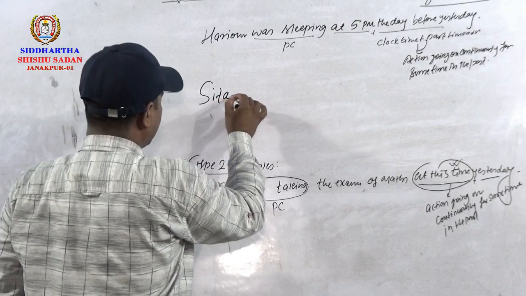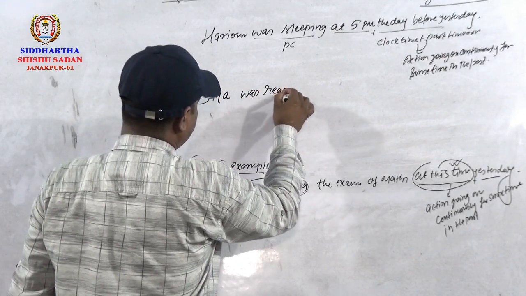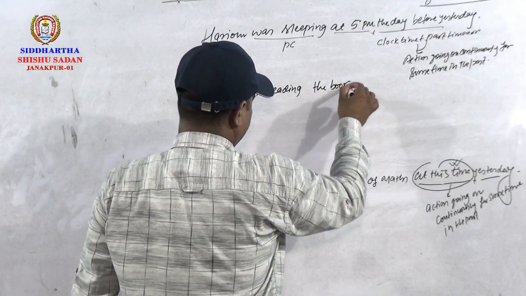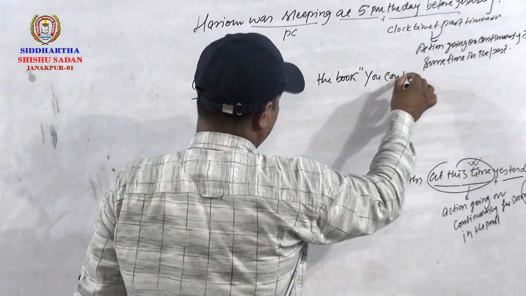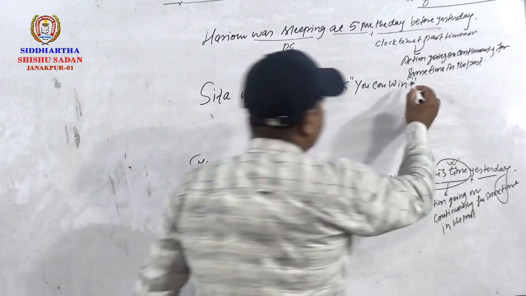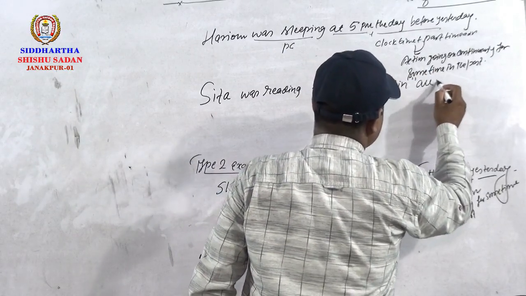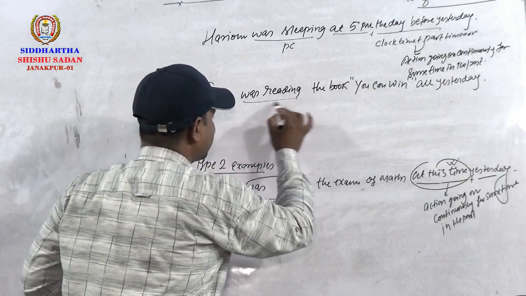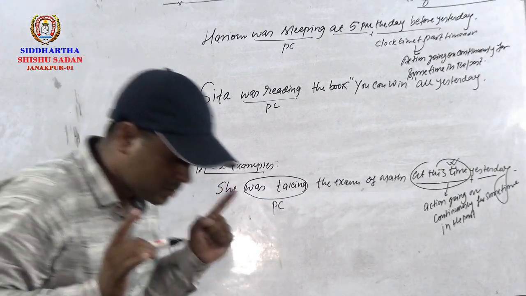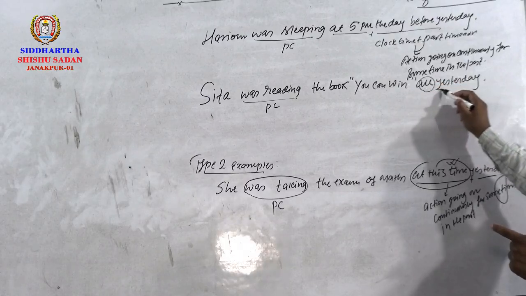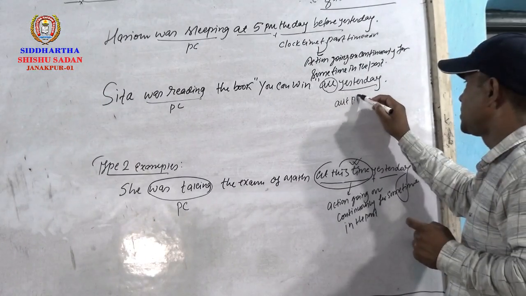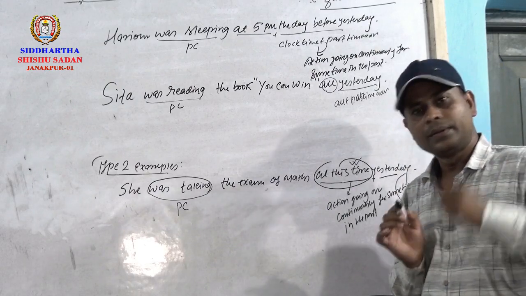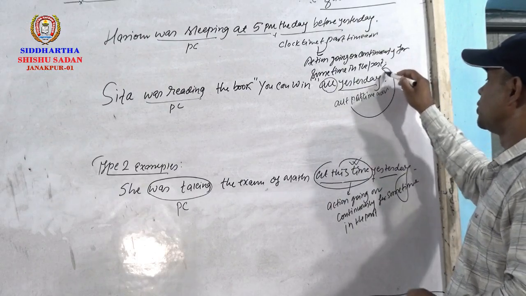Sita was reading the book all yesterday. Now, see me again. What's the tense here? Past continuous. Why? Because here, all is followed by past time adverb. That's why. So it also says the action was going on continuously in the past.